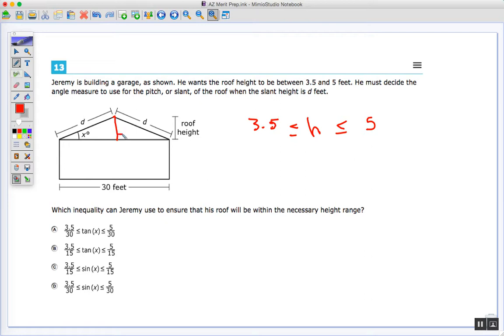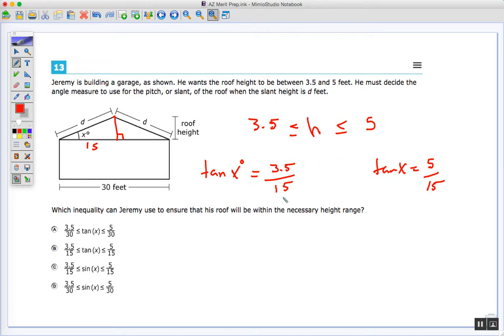So he wants that to be between those two values. You can see what you have is a right angle here. We do have this entire distance, which means presumably the roof is right in the middle, so that's going to make this 15. Now we can use our tangent function because we are looking for opposite and we are given adjacent. So we want the tangent of that angle to be somewhere between, let's go ahead and solve this, but we want that height to be somewhere between 3.5 and 5. So tangent of x is equal to opposite, which we're going to call 3.5, over adjacent, or we're going to plug in 5, tangent of x is equal to 5 opposite over adjacent.